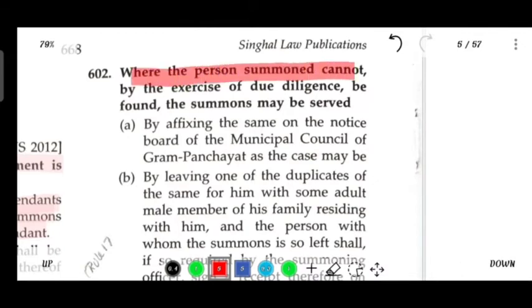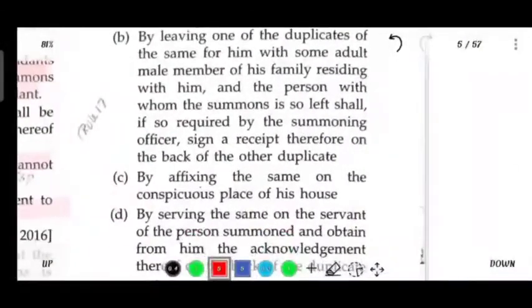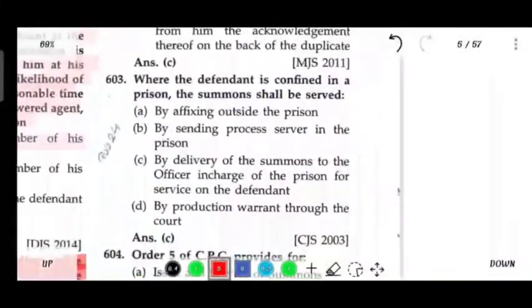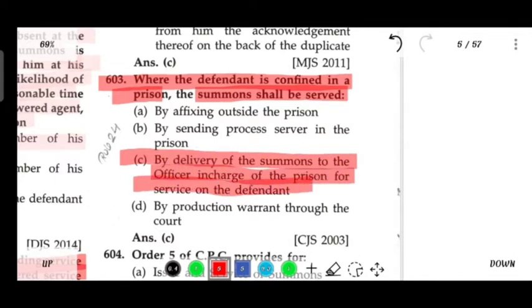Where the summons cannot be served despite due diligence, the summons may be served by affixing the same on a conspicuous place in the house. Where the defendant is confined in prison, the summons shall be served by delivering the summons to the officer in charge of the prison for service on the defendant.